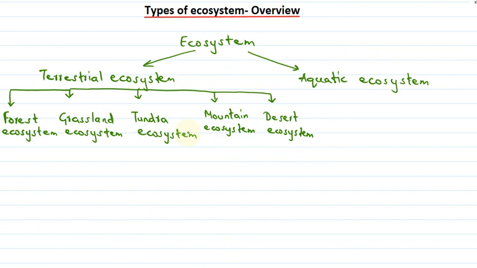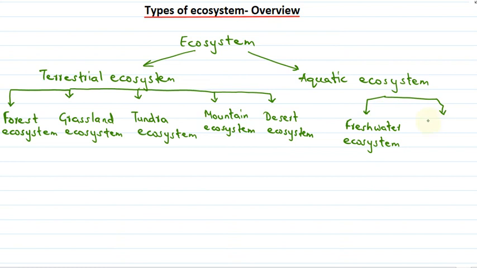of different land forms. Now if we talk about aquatic ecosystem, this can be further divided or classified into two types, that is freshwater ecosystem, and the other one is marine ecosystem.